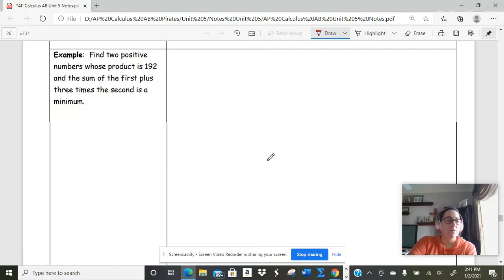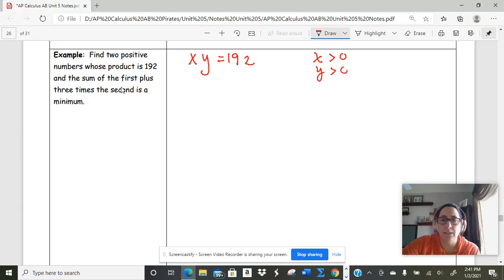All right, so let's look at this first one. 2 positive numbers whose product is 192, and the sum of the first plus 3 times the second is a minimum. Okay, so I want to find. I'm going to give my 2 positive numbers, I'm just going to call them x and y. And we know that their product is 192. And my domain, I already know that they are positive, so both of these have to be greater than 0.